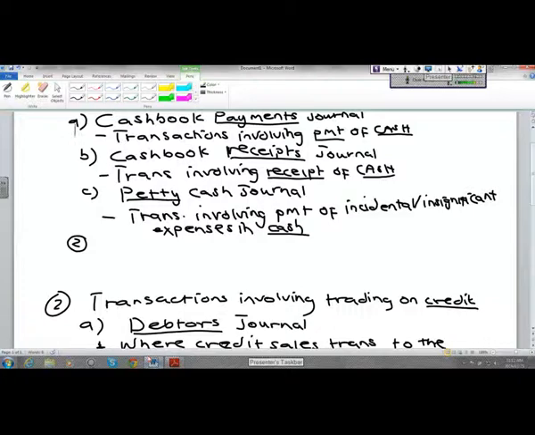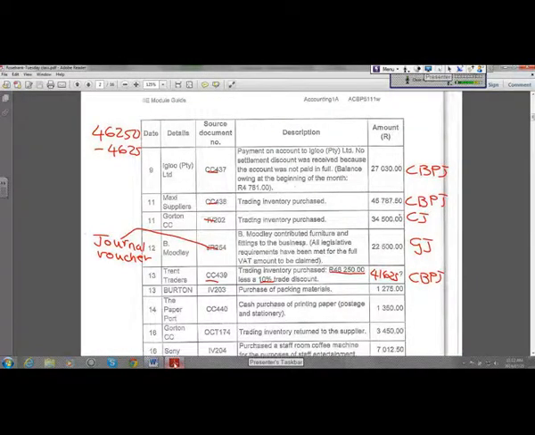Even when it's recorded in the Cashbook Payments Journal, the equity element does not disappear. We are going to put it as capital in that book, the Cashbook Payments Journal. It will be recorded.